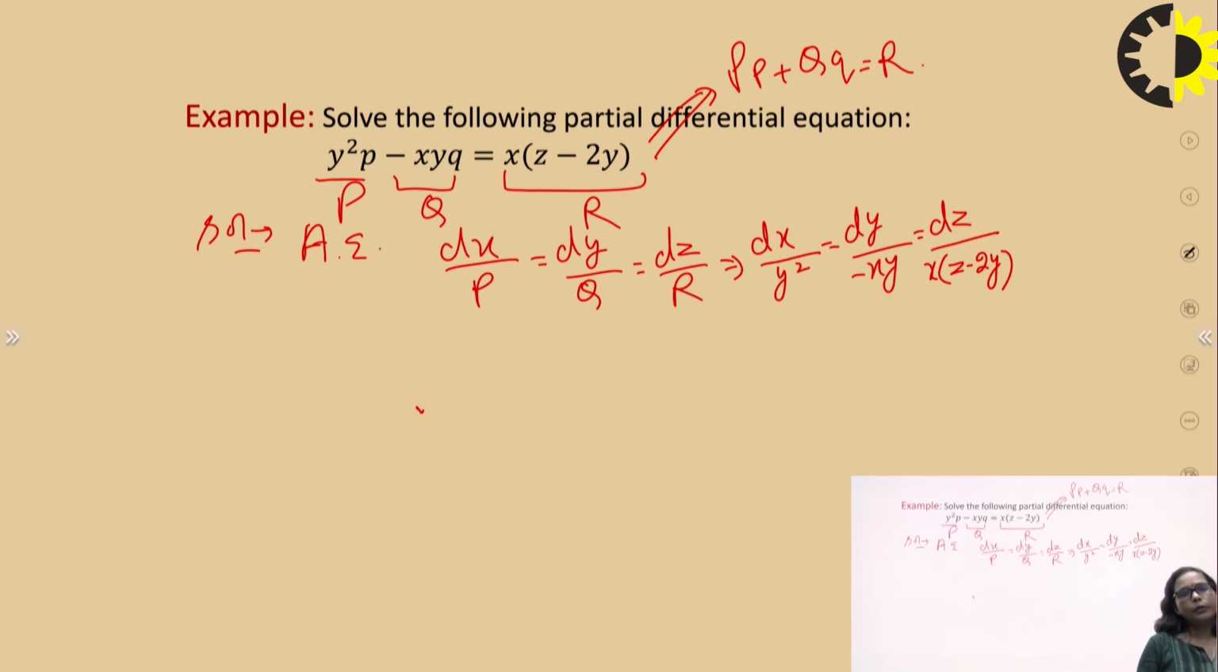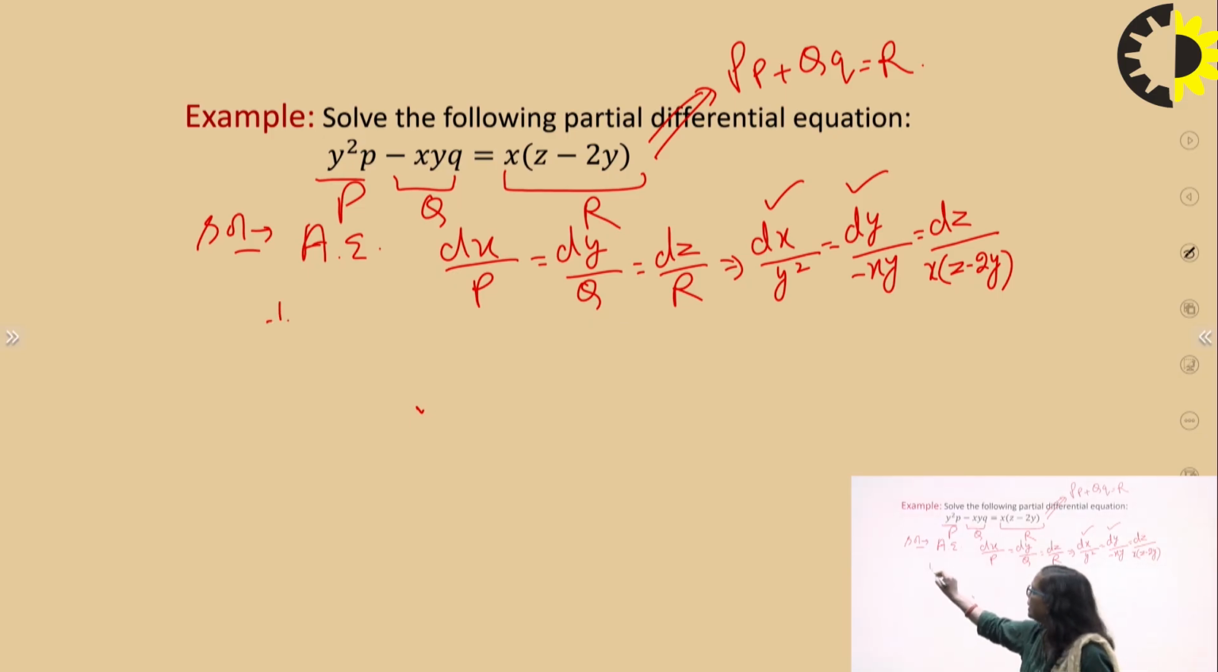Now what we need to do is find two independent solutions by solving these auxiliary equations. So first we check for the grouping method. What is the grouping method? Grouping means that we need to equate any two fractions such that those fractions will give you an integrable form. Clear? So if I look at the first and second fractions over here, I need to equate the first and second fractions.